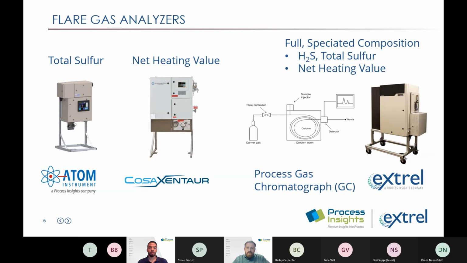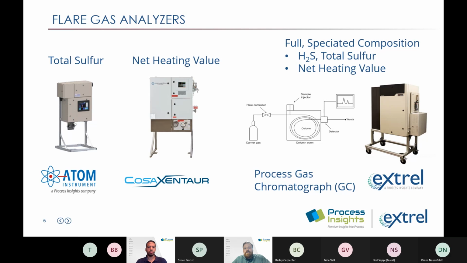For people that are looking to measure the heating value for the combustion efficiency rules, they've got some options for what they would pick to do a heating value measurement. One really good choice is a calorimeter. It's a device that's specifically designed to measure heating values of gas mixtures. And you can see on this slide, I've got a picture. This is the COSA Xentaur 9610. And so that's going to directly combust a small portion of sample and get the heating value from that.